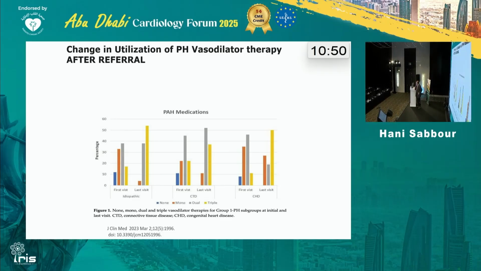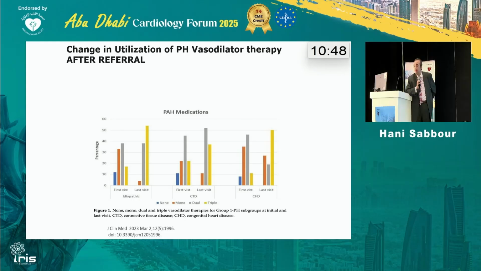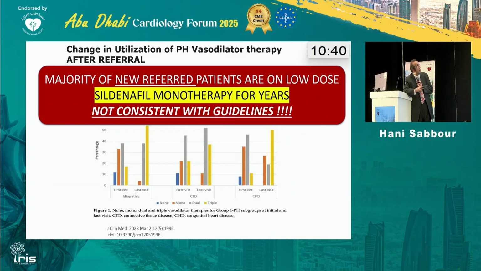Now, what was the biggest problem we realized when these patients were being referred? Were they being given treatment? Yes, they were. What were the treatments being given? Low-dose sildenafil monotherapy. This is contraindicated in the guidelines, literally contraindicated. In the majority of patients, they were all referred on low-dose sildenafil. Of course, because we have the expertise and we follow the guidelines, 90% of the patients then went onto dual combination therapy. Why is low-dose sildenafil contraindicated?